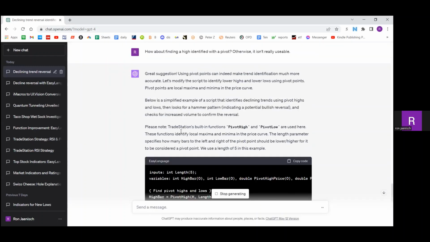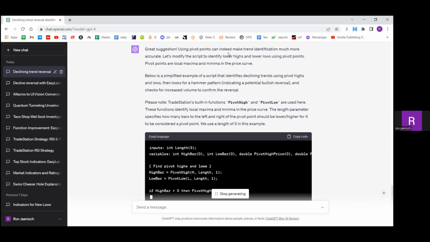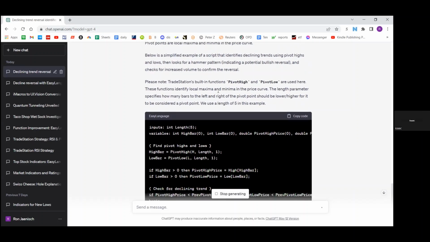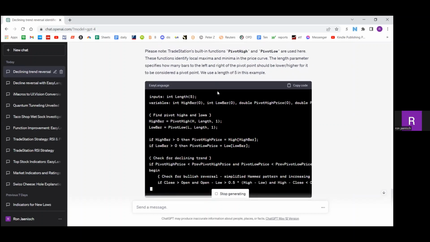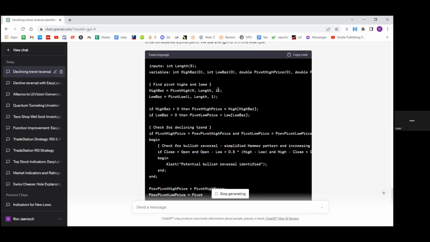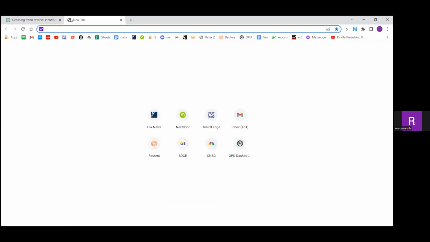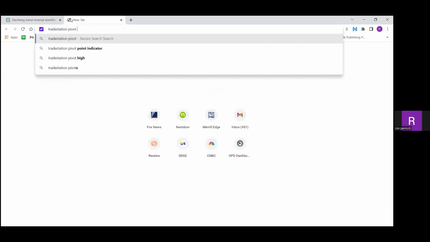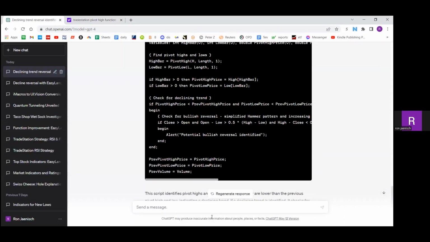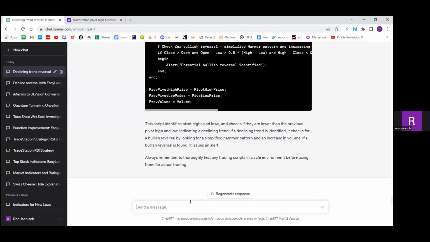All right, let's see how it did. To identify lower highs and lower lows using pivot points, local maxima, minima. Yeah, that's great. Now it's going to use the built-in functions, pivot high and pivot low. I assume those are a thing? Are those real functions? I don't know, it might be hallucinating. Let's see. Well, Mike just told it they exist, so what the heck? Okay, that's not helpful. Maybe it likes swing high function and swing low function.